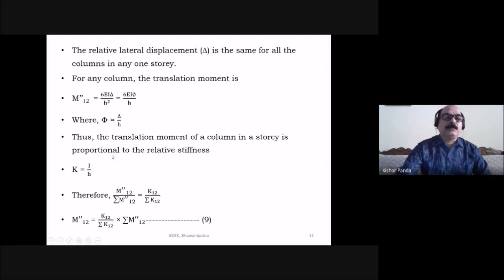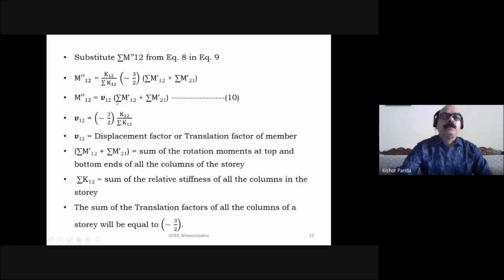So I by h. I by h. You know, m double dash 1,2 divided by summation of m double dash 1,2 is equal to k12 by summation of k12. And m double dash 1,2 is equal to k12 by summation of k12 into summation of m double dash 1,2. Then substitute m double dash 1,2 from equation 8 in equation 9.